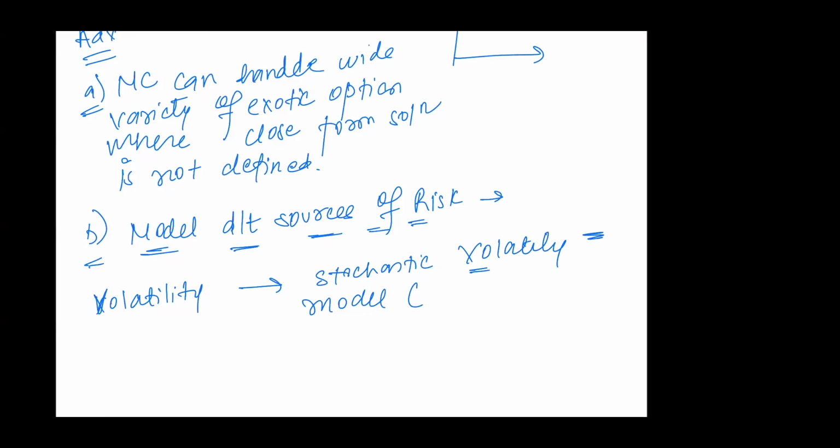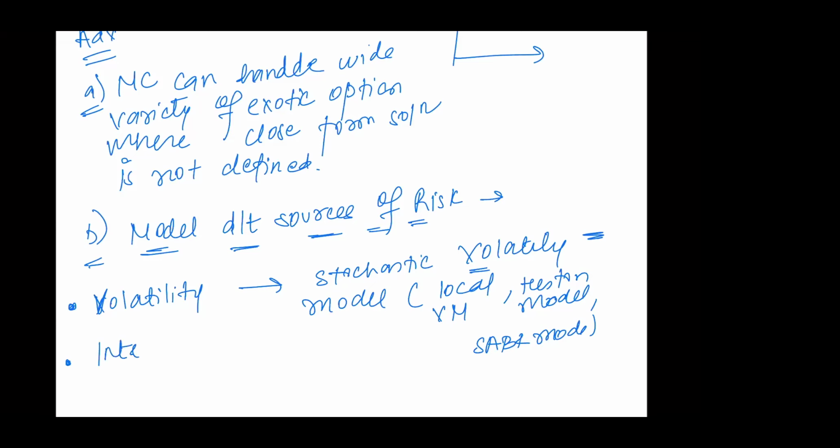So we have a lot of stochastic models, like the local volatility model, then we have the Heston model, then we have the SABR model. So these are some volatility based models. We can use Monte Carlo to predict what the future volatility will be.